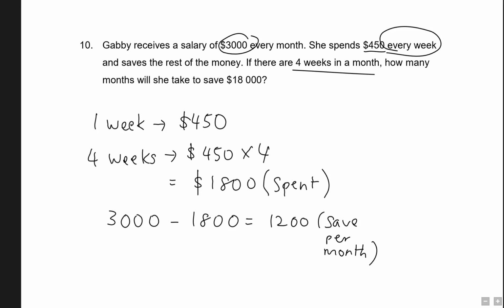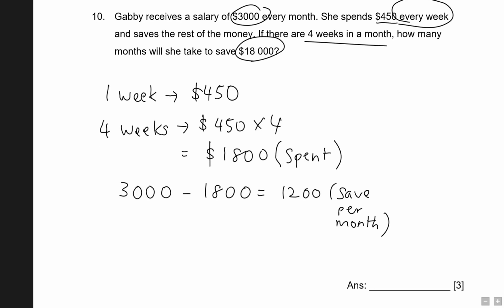Alright, now the question is asking how many months will she take to save 18,000. So you have 18,000 that you want to save, and if each month you save only 1,200, let's find out how many months it takes. So you divide with your calculator, you will find that she needs 15 months to save $18,000.